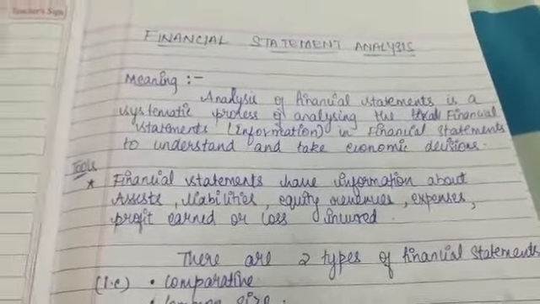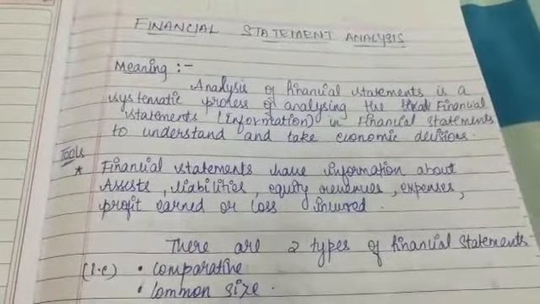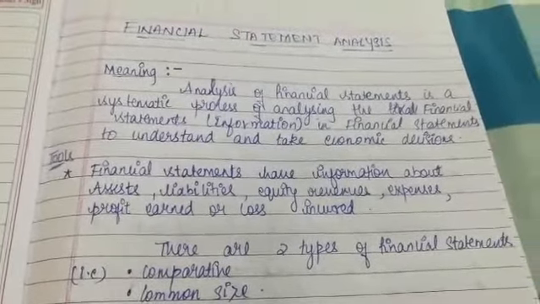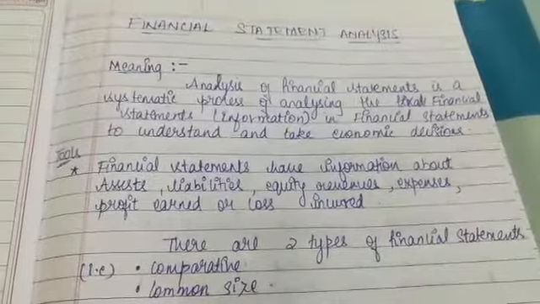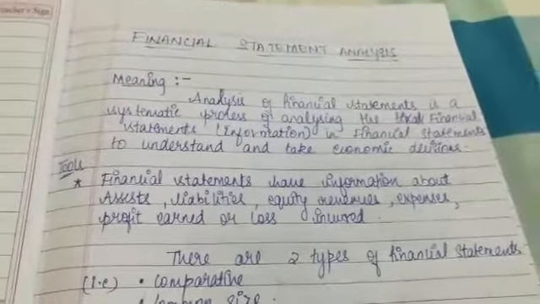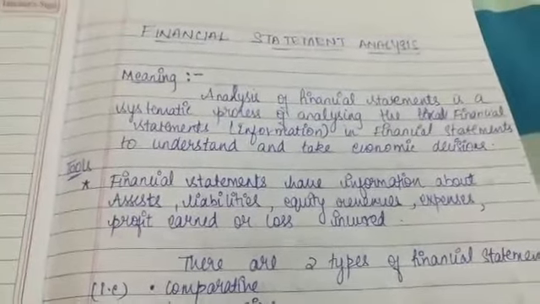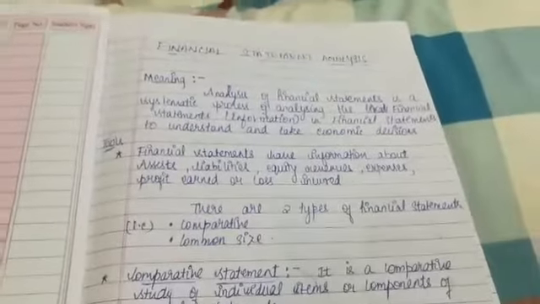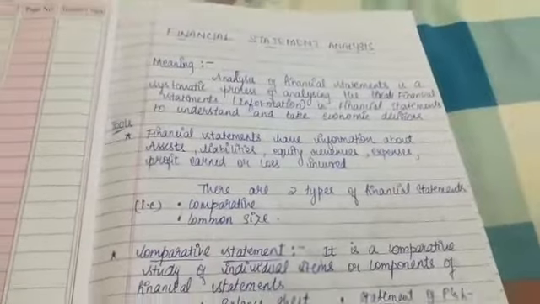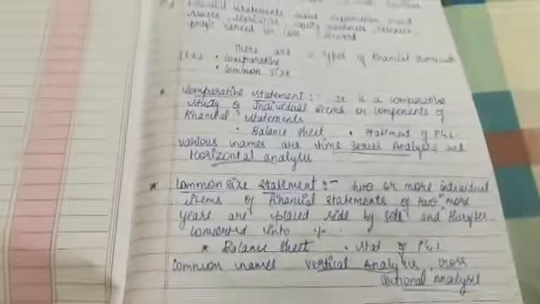So the tools for financial statements: the financial statements have information on assets, liabilities, equities, revenues, expenses, and profit earned or loss incurred. So these are the one mark questions that can be asked mostly. There are four types of financial statement analysis tools: comparative, common size, ratios, and cash flow statement.